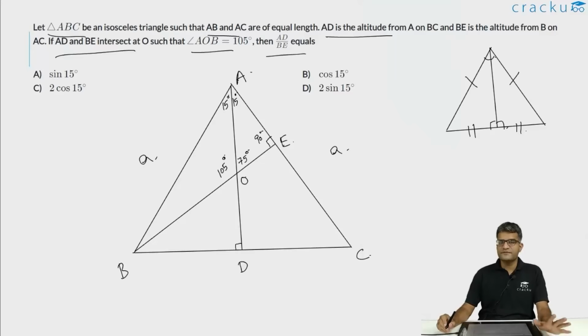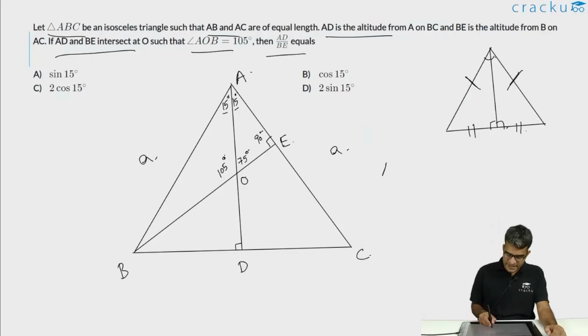That is true only if you are drawing an altitude from the vertex of the isosceles triangle, that is, these two sides should be the same. So in this particular case, this angle will also be 15 degrees, this also is 15 degrees. Now can you calculate the length of AD?